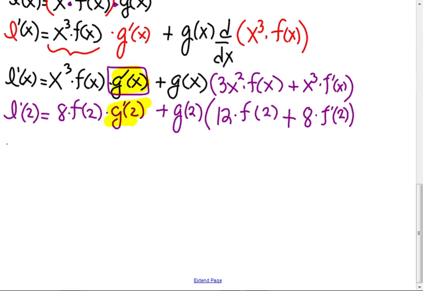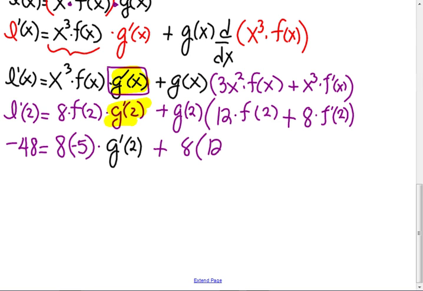So, okay, that's 8. What's f of 2? Negative 5, right? Times, you want to call it g prime of 2 or do you want to call it z? Okay. How about if I do it in a different color, though? What's g of 2? 8. That's 12 times f of 2, negative 5. Plus 8 times what's f prime of 2?